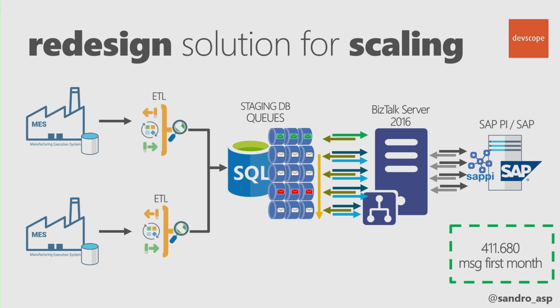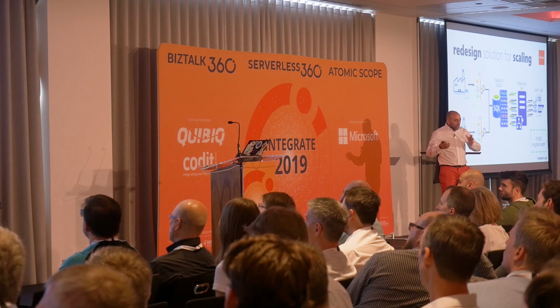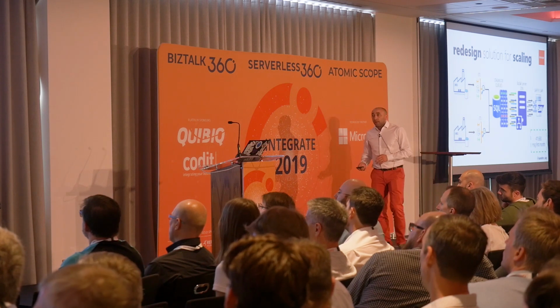So what we ended up doing was dividing the process. Each manufacturer has its own ETL process, and we actually put BizTalk doing parallel processing in the queues. So we have this isolation for manufacturers, and if one was affected, the other would not be affected.